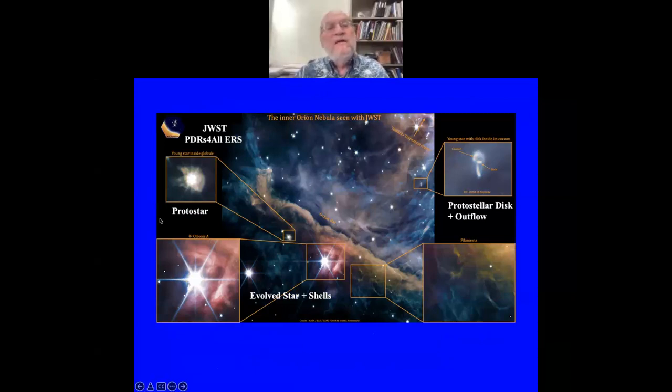You also find PDRs in early stages of star formation, where this protostar is still enveloped in its molecular gas. You find PDRs in protostellar disks and outflows, but here the densities and column densities are much higher than you'd find in the classic PDRs. And you find PDRs in the late stages of evolution where, due to mass loss and stellar winds, there are these shells of material that are also illuminated, and those also produce PDRs.